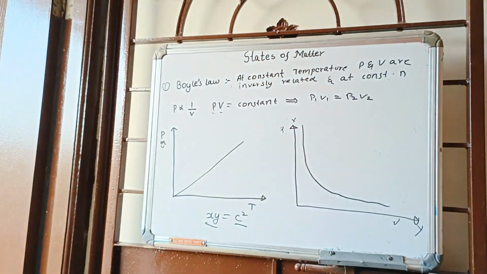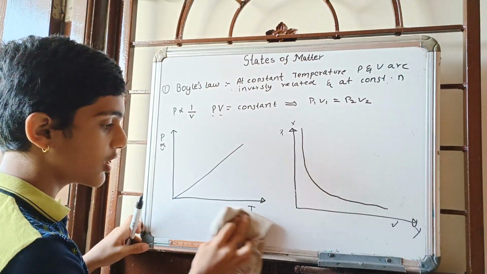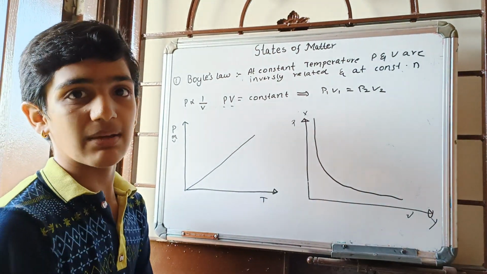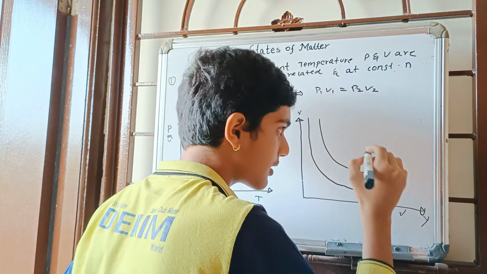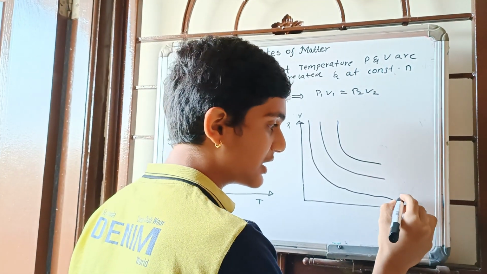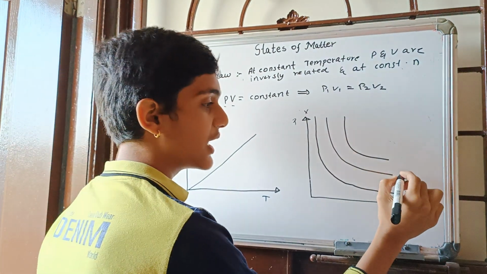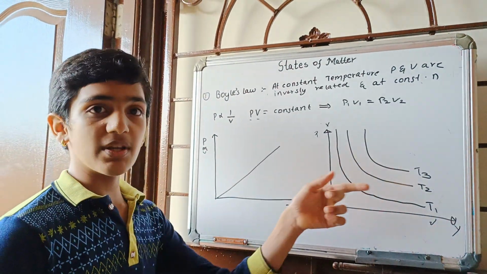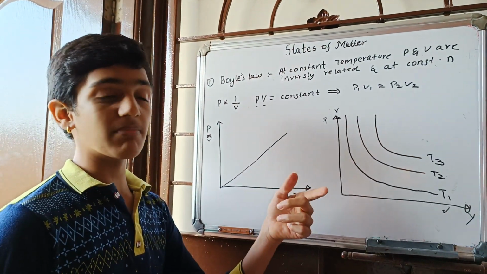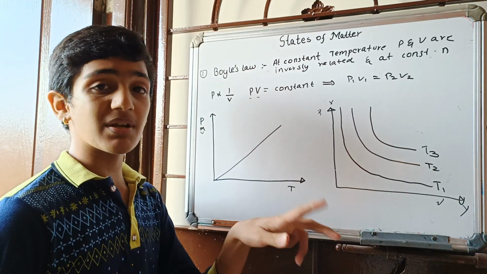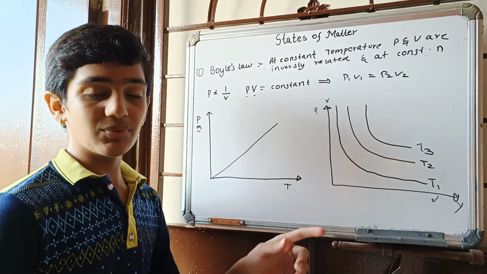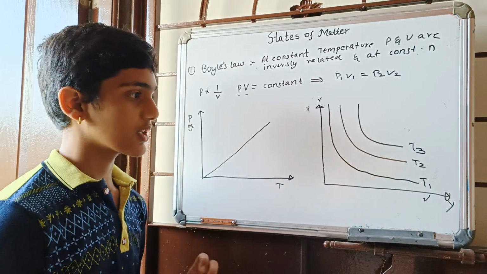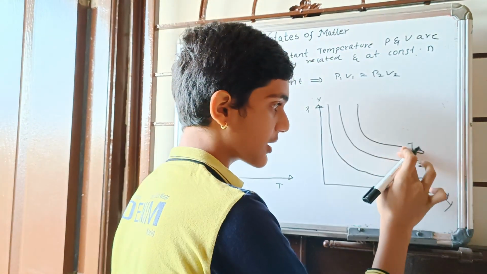Now a small question. Here, if I draw multiple rectangular hyperbolas at different temperatures, let me draw 3. Assume that at T1 this graph occurs, at T2 this curve, and at T3 this curve. Now, which temperature is the greatest, and at which temperature is pressure greatest and at which is pressure least? Well, if you want time to think about it, you can. I'm giving you 3 seconds to pause the video. 3, 2, 1. Yeah.